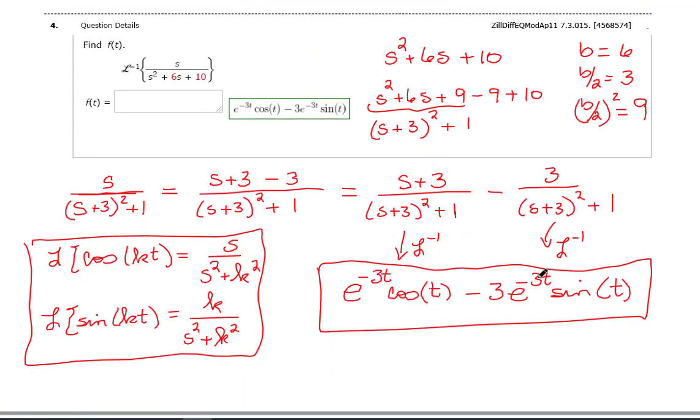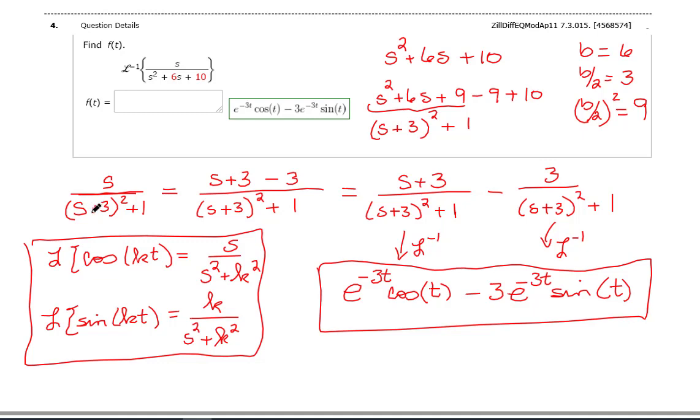All right, in question 4, this process continues. I'm still looking at the denominator, s squared plus 6s plus 10. All right, so b is 6. 6 divided by 2 is 3. Square it, I get a 9. So I add a 9, subtract a 9. Group together the first 3, which is s plus 3, quantity squared, and the sum of the last 2 is 1. All right, so that looks pretty promising.